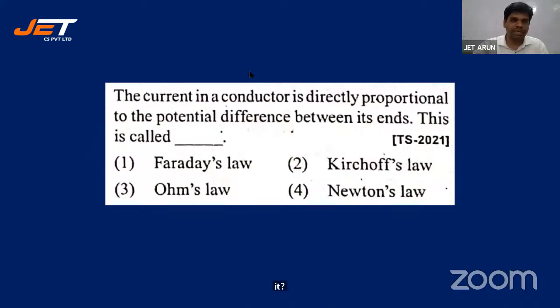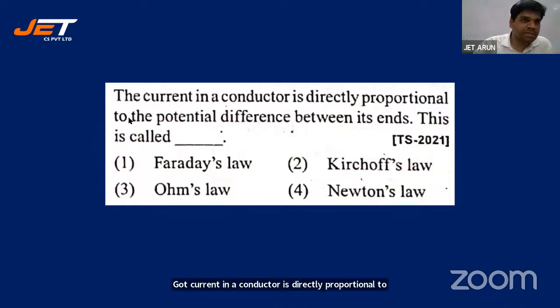Okay, consistent response again. Current in a conductor is directly proportional to the potential difference between its ends. Sarvesh says 3 so many times, which still means the same. It's 3. All right.